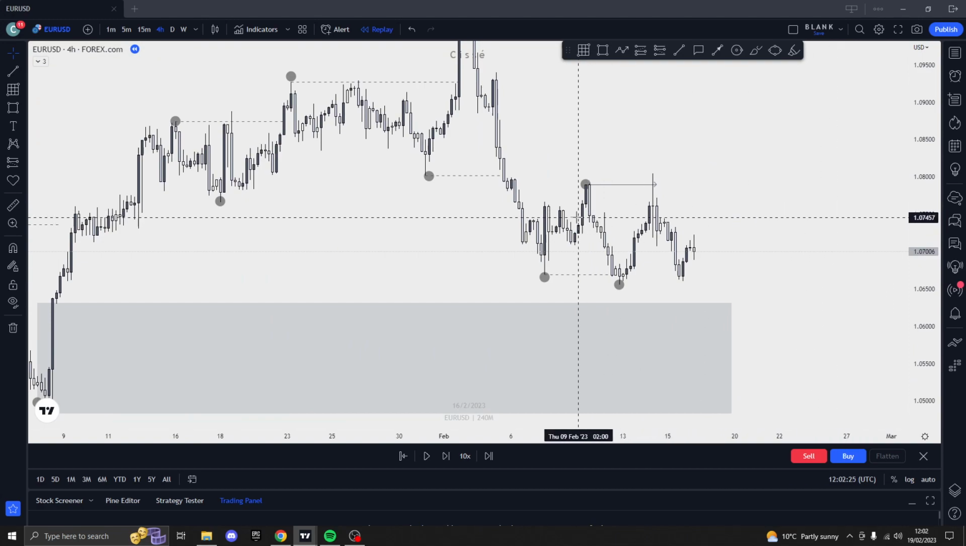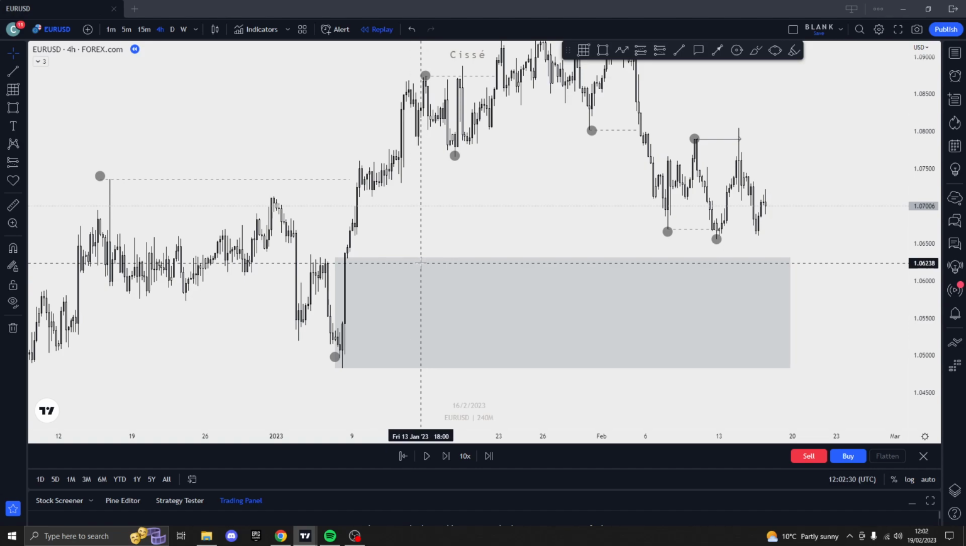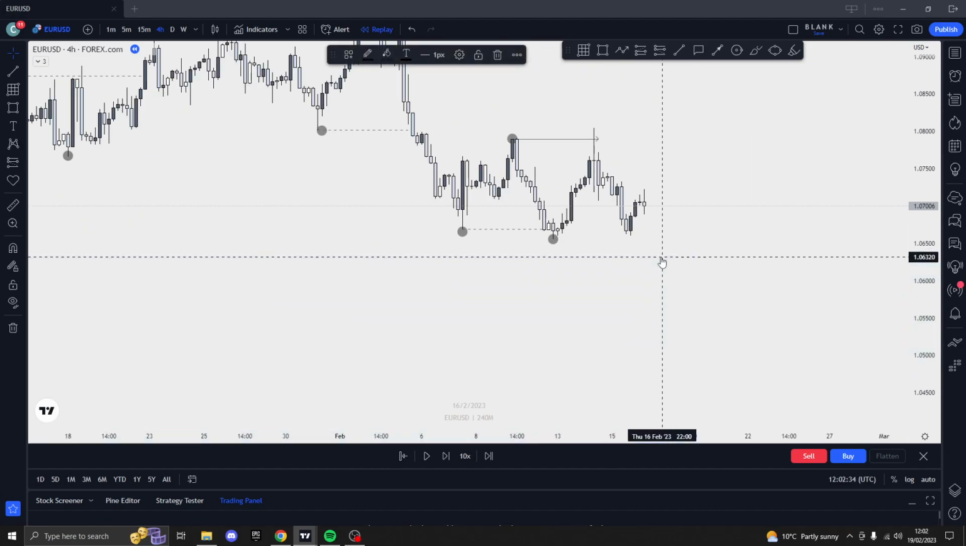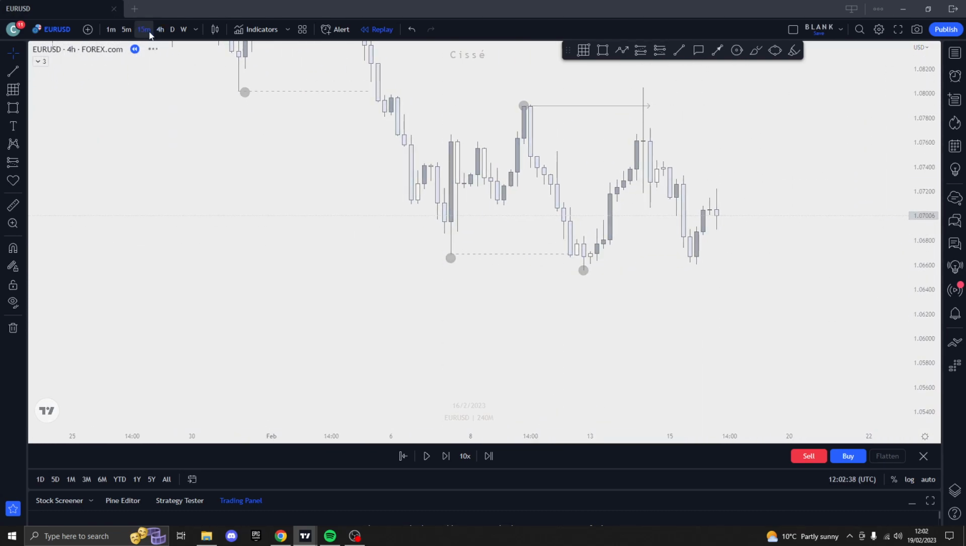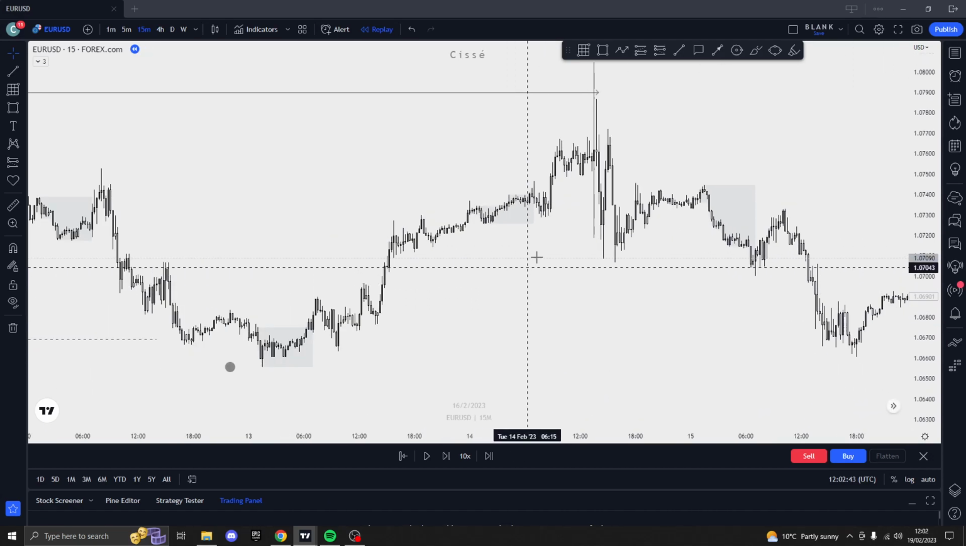Looking on the 4 hour, my 4 hour is still bearish and we haven't tapped into this demand here yet, which would be more likely to look for buys from. But I'm going to delete that for now. So my 4 hour is still bearish. Looking on the 15-minute coming into Thursday morning, I'm going to mark up my 15-minute swing structure.